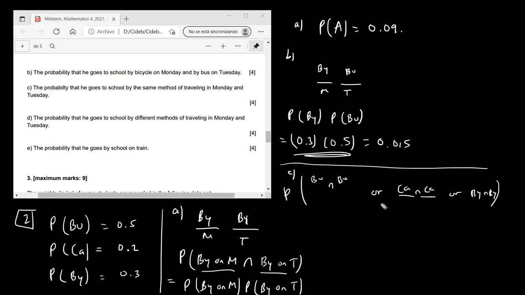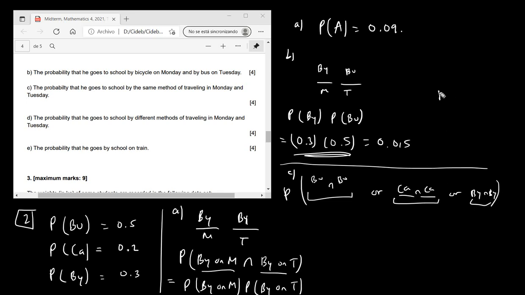Okay, what you must understand is this. This and this and this are mutually exclusive. This event going by bus and bus on Monday and Tuesday, and this event going by car and car, and this event bicycle bicycle, they are mutually exclusive. If this happens, then this doesn't happen, and this doesn't happen neither. If this happens, then this doesn't happen, and this doesn't happen, and the same for the last one.